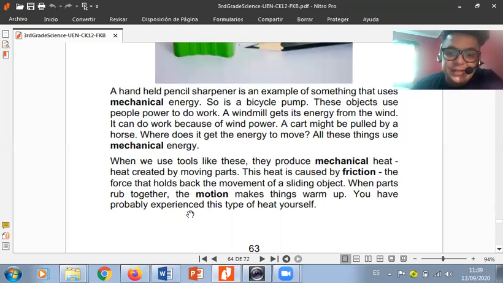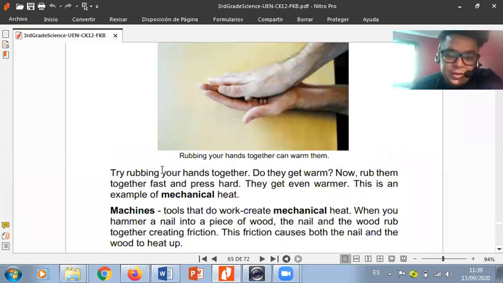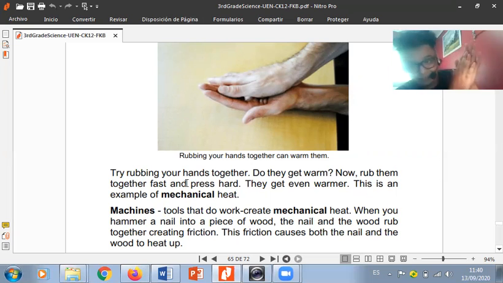You have probably experienced this type of heat yourself, okay? Try rubbing your hands together. Just move your hands. Do it now. Try rubbing your arms, your hands. When you do this, you are making friction, okay? This friction makes your hands get hot, or get warm. So this is an example of mechanical heat.